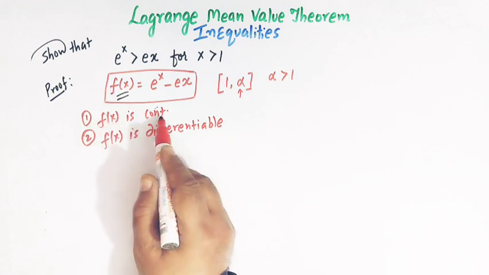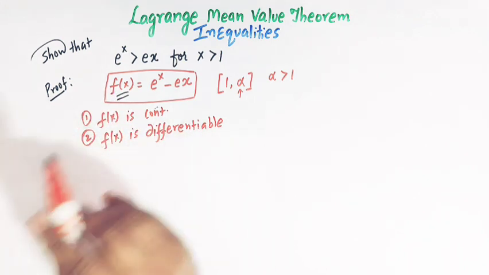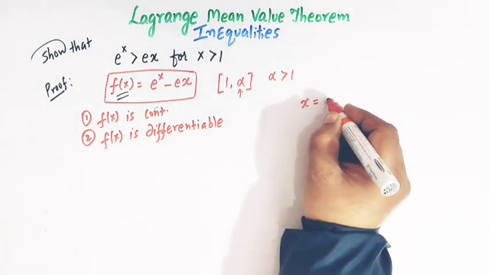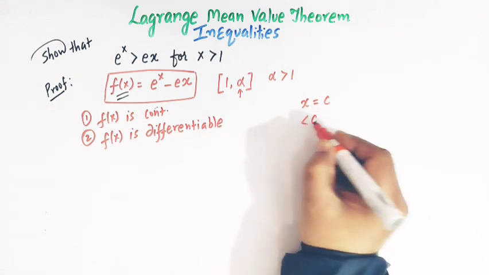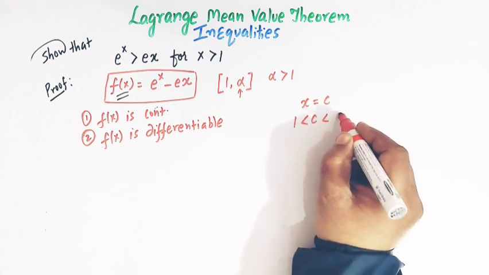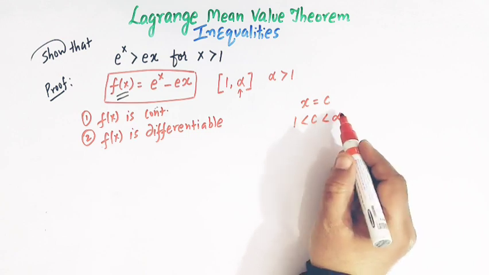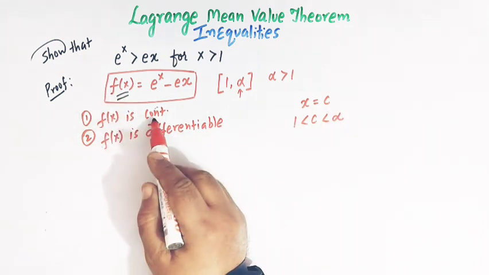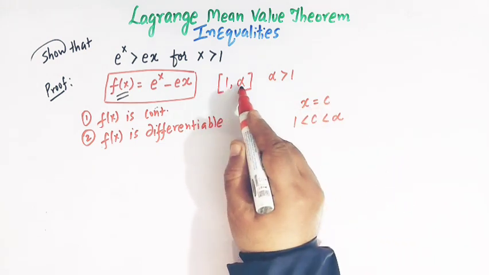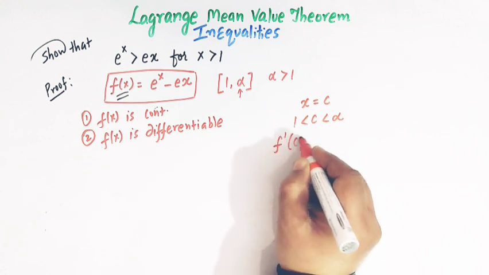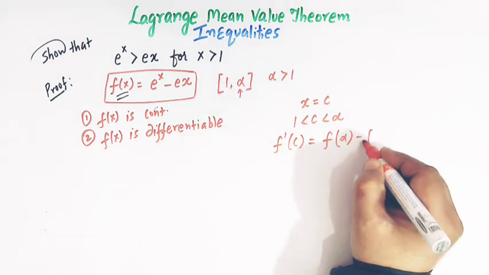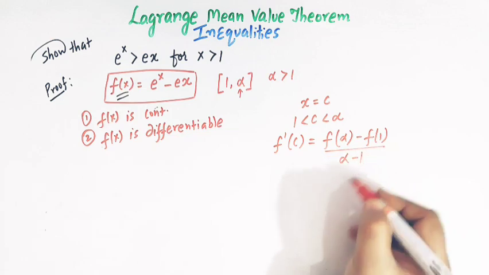So now this function is continuous and differentiable. So Lagrange's mean value theorem says that there must exist some point x equal to c, where c lies between 1 and alpha, right? So c is greater than 1 and less than alpha. Lagrange's mean value theorem says that once the function is continuous and differentiable, then there exists a point c between 1 and alpha, such that f prime of c is equal to f of alpha minus f of 1 divided by alpha minus 1, right?